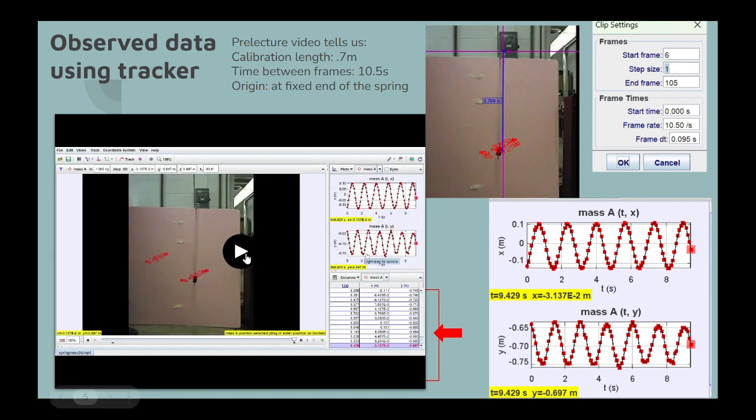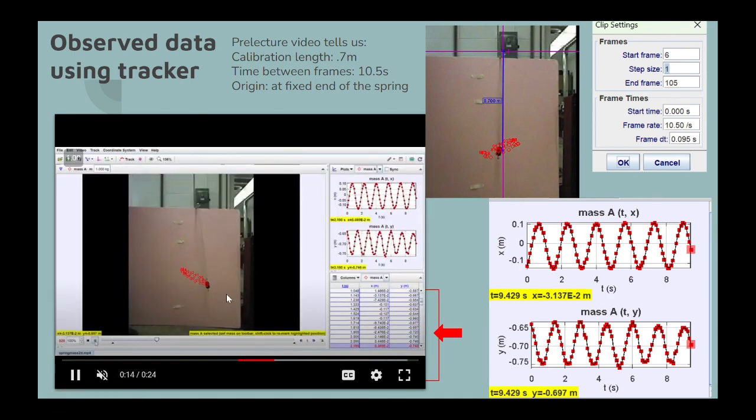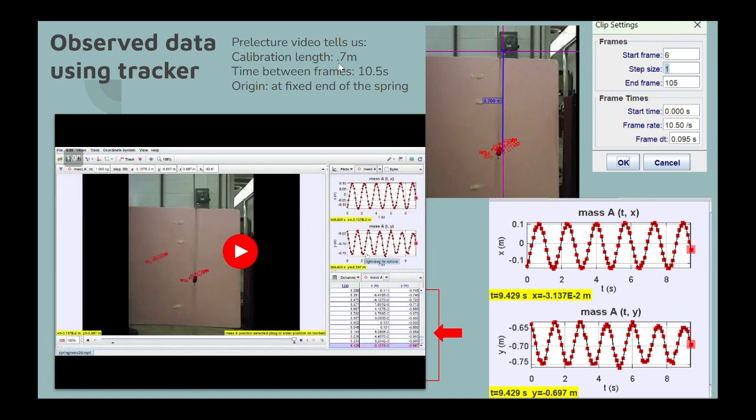This is our tracker video. I tracked the positions in x and y. The initial conditions came from the pre-lecture video. The calibration length was 0.7 meters. The time between frames is 10.5 seconds. The origin is at the fixed end of the spring. These are the initial conditions, and this is the graph that we get.